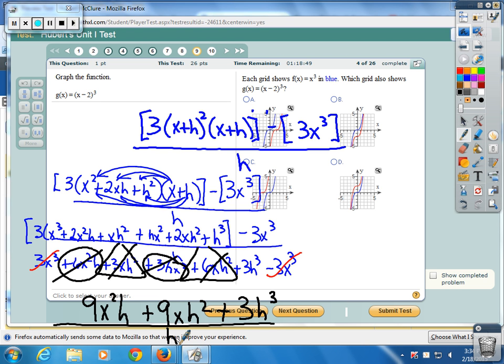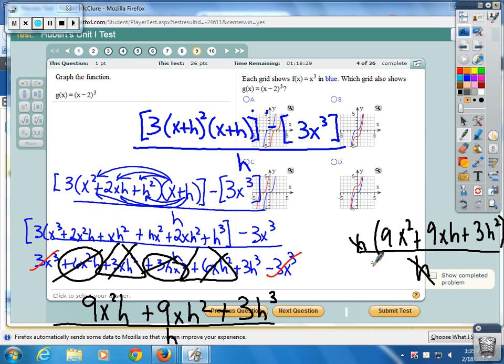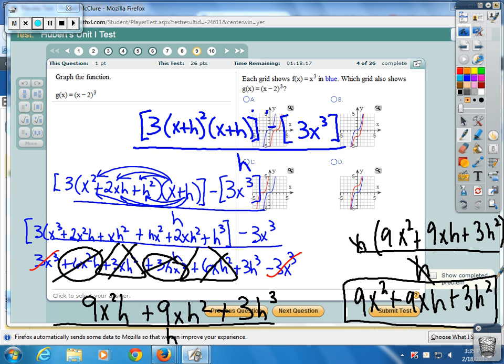Now, factor out an h on the top, and we get h times 9x squared plus 9xh plus 3h squared over h, and the h is what? And you're left with 9x squared plus 9xh plus 3h squared. And that's your final answer for this. Move to the next problem.